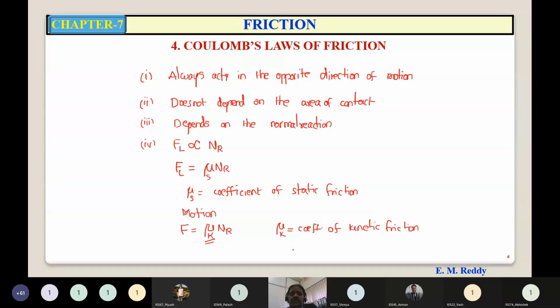So we know that the coefficient of static friction is always greater than the coefficient of kinetic friction. So whenever you are using this, friction force is equal to mu s into normal reaction. That means that friction force is limiting friction. Point to be noted: FL is equal to mu s into normal reaction.